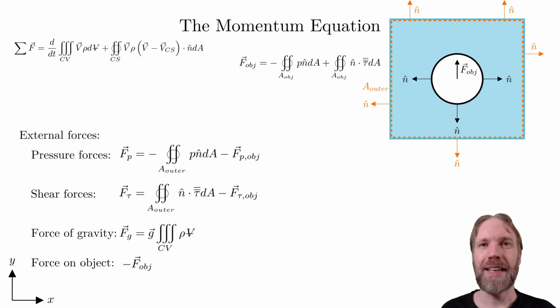Another way of looking at it is to consider that F object is the fluid's force on the object, but the force we use in the momentum equation is the object's force on the fluid, which is opposite to the fluid's force on the object, hence the minus sign. When we set the force on the object as an external force, we should remove it from the pressure force and the shear force. Finally, we can rename A outer to CS to make the expression look as before.